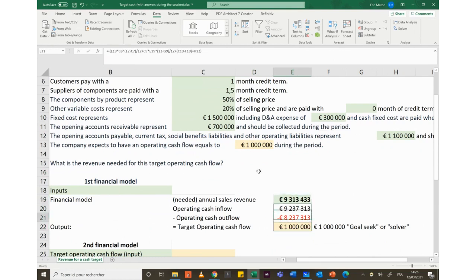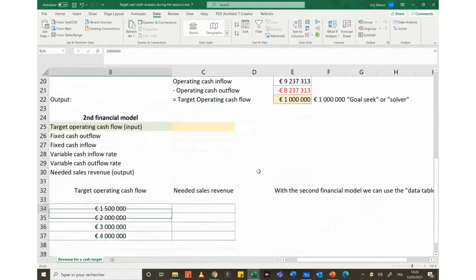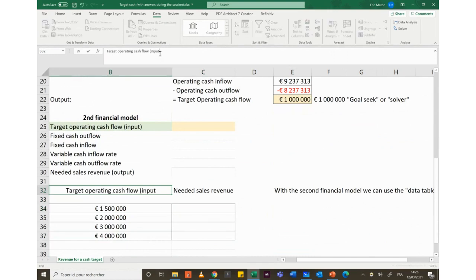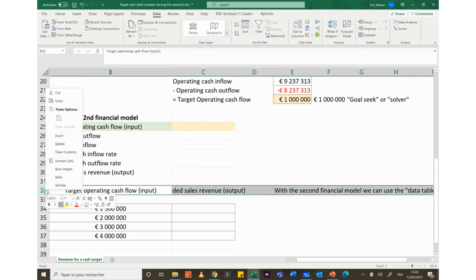So with the goal-seek, you can always ask for a target, what is the revenue? If we reverse the model, now we can automatically have the results for the sales revenue in function of the input. So now this is the input, and this is the output. So we have directly now the different values for the output in function of the input if we reverse the model.